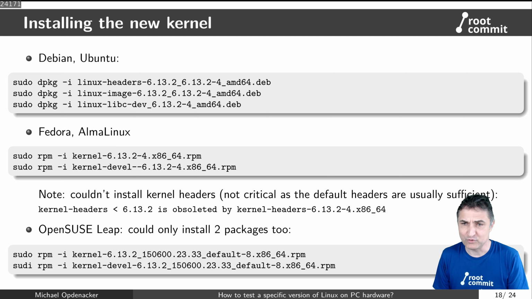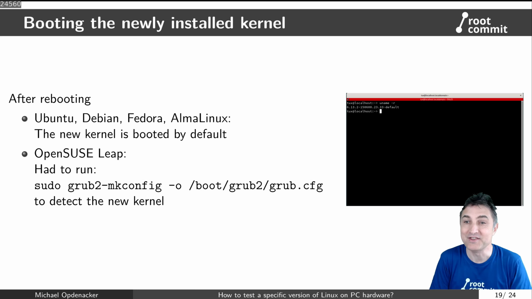That shouldn't be an issue in most cases, as newer kernels are always backward compatible with headers from older versions. You just need recent headers in case you want to compile applications that need recently added system calls. Now, how to boot the newly installed kernel? Well, just reboot the system and the most recent kernel should boot.